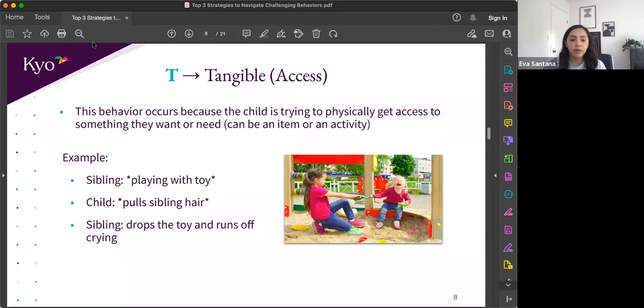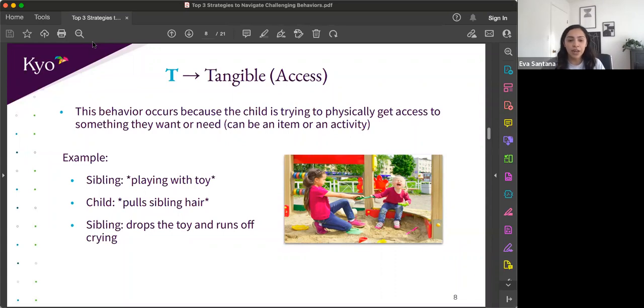So in this example, the sibling is playing with a toy. So maybe we have an older sibling playing with a toy. The younger sibling then pulls the sibling's hair, and then the older sister or brother drops the toy and runs off crying. Now the younger sibling has the toy. So the youngest sibling has learned that if I pull my big sister or brother's hair, they let go of the toy, then I get what I want.